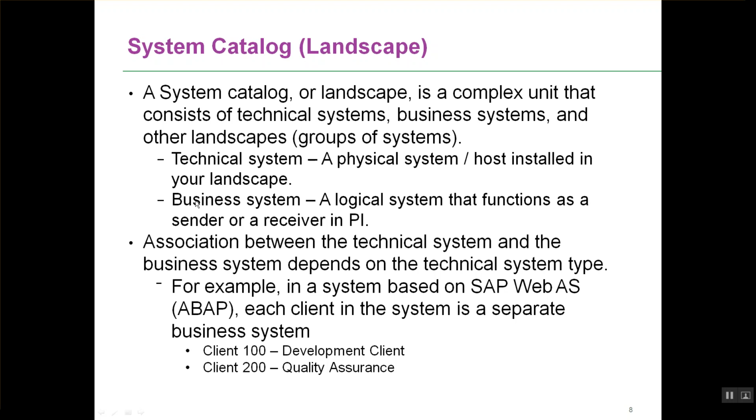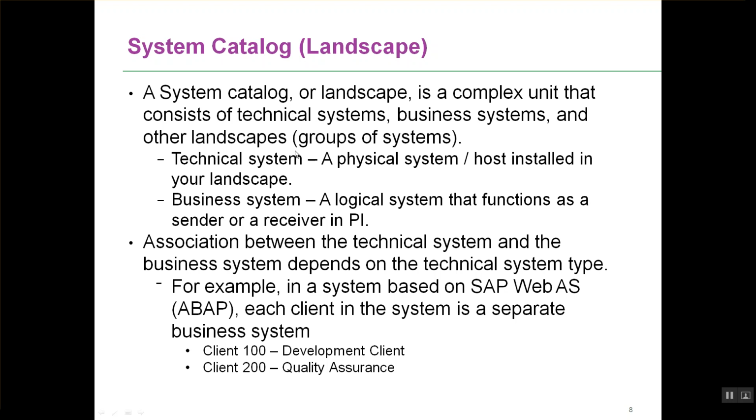A business system is nothing but a logical system that functions as a sender or a receiver in PI. What that means is, for each technical system, you can define one or multiple business systems. Within the PI layer, within the PI integration directory, you will use what we call a business system. So it is just a logical wrapper to your technical system. And the reason you use a logical wrapper is so that you can use your own naming conventions within the PI development landscape. Okay, a system catalog contains technical systems and business systems.